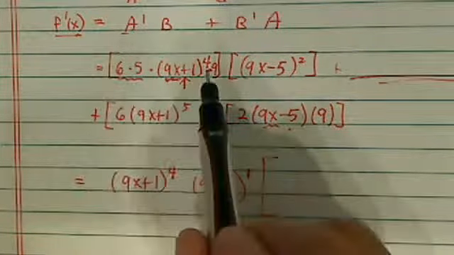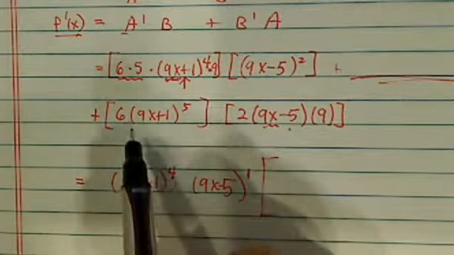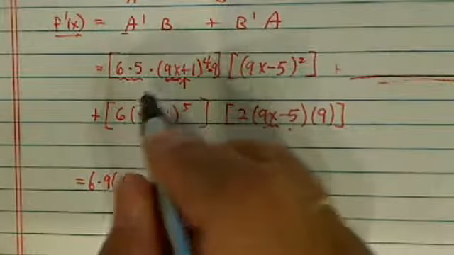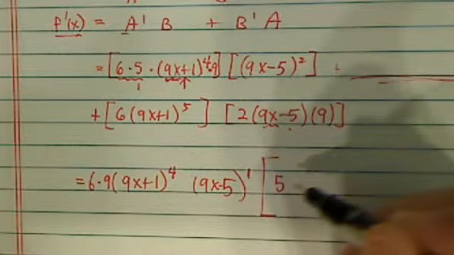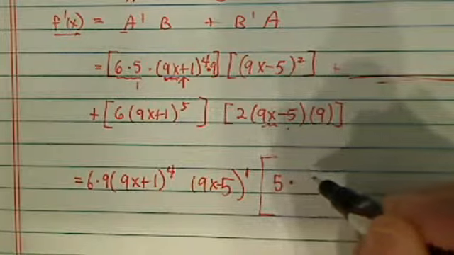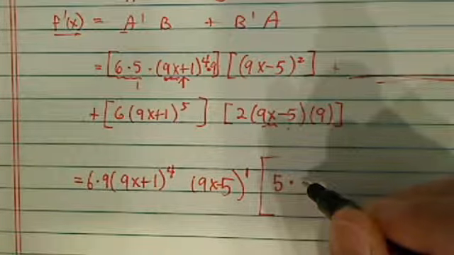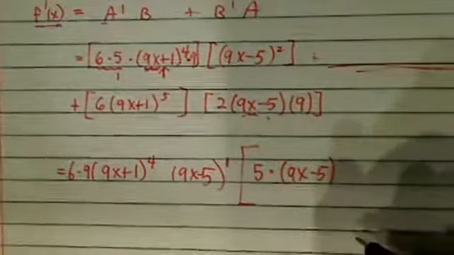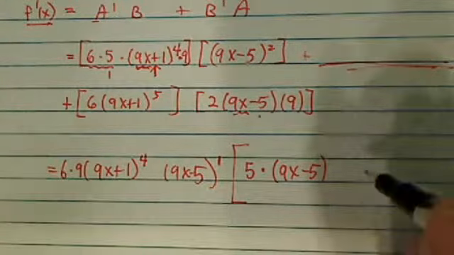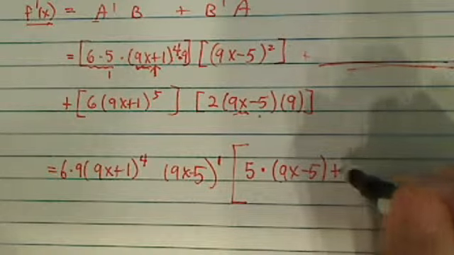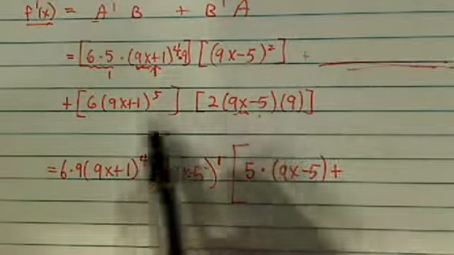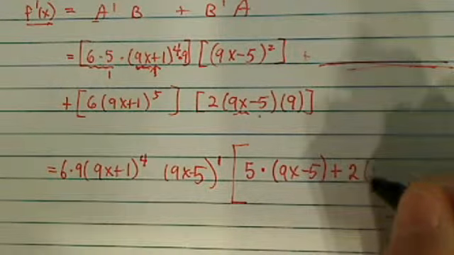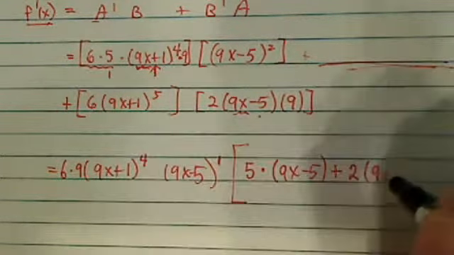I have a 6 here, I have a 9 here. I have a 6 here, I have a 9 here. So let's pull a 6 out and pull a 9 out. What's left for the first term? I have a 5. Okay, 9 is out, 6 is out. The only thing that's left is 9x minus 5. Okay, 9x minus 5 with a 5 times that. And then plus, let's take a look at what I have left here. 6 is out, 9 is out, so 2 is here. Okay, so plus 2, I have a 9x plus 1 left.